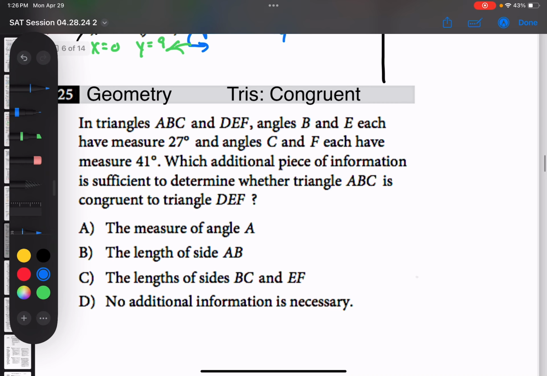Question number 25. All right, here we go, triangles again. Are you guys seeing a pattern to these when you guys are practicing? They love asking the same thing over and over again.